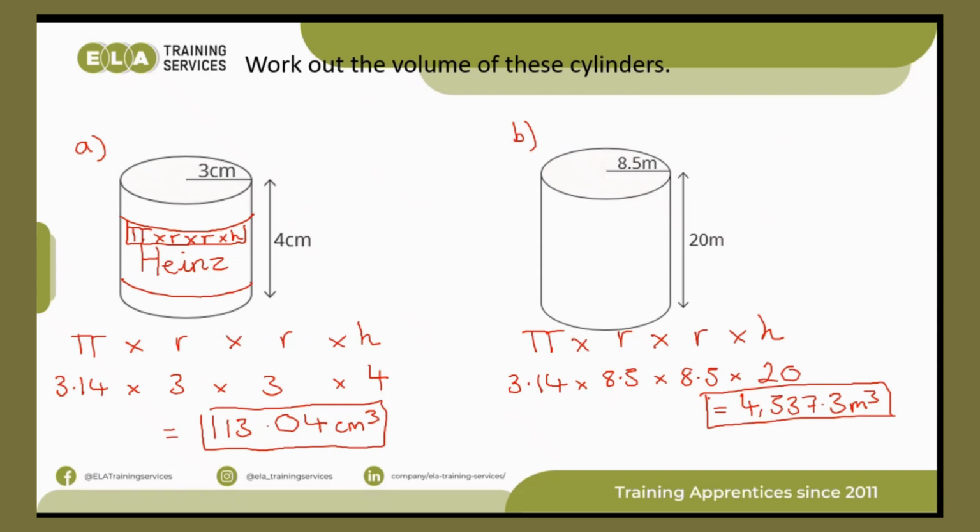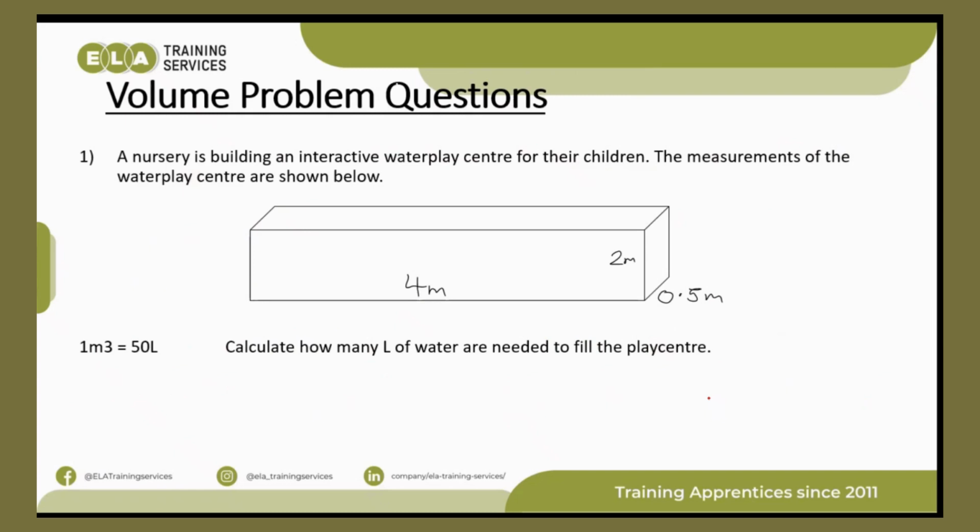In terms of shapes that we are given formulas for, that we need to remember. Sometimes we might also need to deal with problem questions where we have to do a couple of steps in order to calculate the answer. So a nursery is building an interactive water play centre for their children. The measurements of the water play centre are shown below: 4, 2, 0.5. Calculate how many litres of water are needed to fill the play centre. So we're going to do our volume first to work out in meters cubed. 4 times 2 times 0.5 gives us 4 meters cubed.